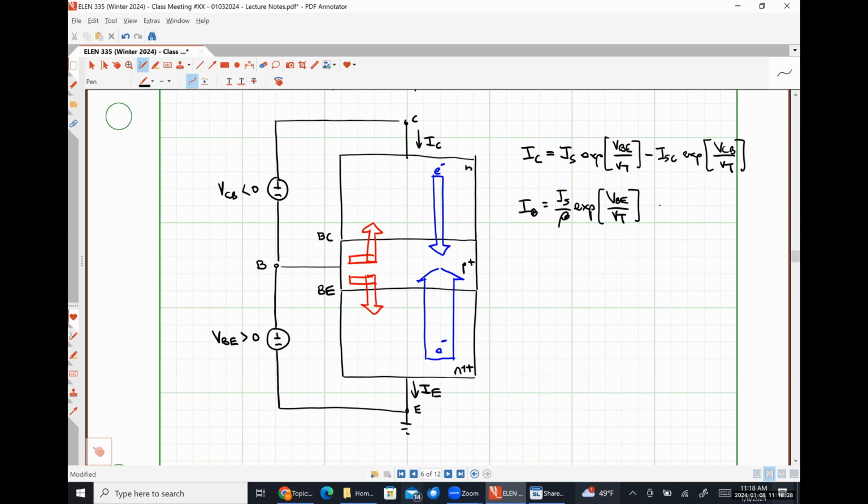plus ISC. Sorry, it looks like I missed a negative sign up here, so I apologize for that. ISC exp negative VCB over VT. Where was the new negative? In front of VCB.